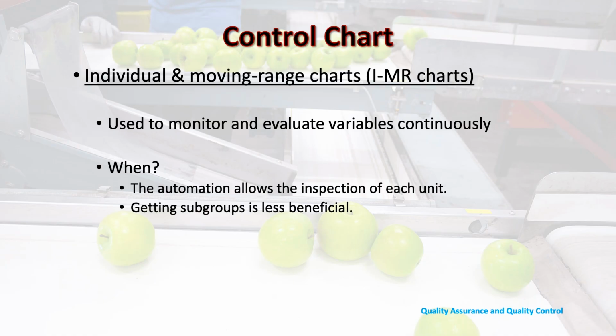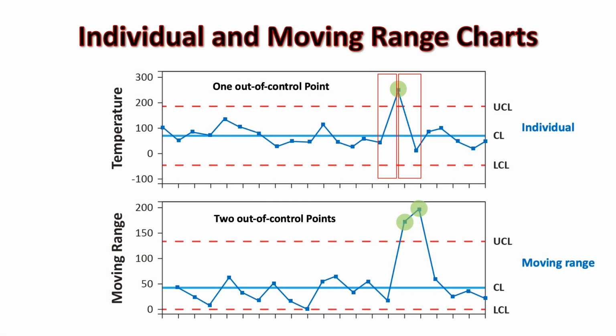Using an individual chart and a moving range chart together can provide different information. For example, the top individual chart indicates that one point was out of control. However, when looking at the moving range chart, we can see that 2 values are out of control. The period between the out-of-control point and its previous measurement, and the period between the out-of-control point and its following measurement should both be checked, because both of them potentially could have caused product failure.